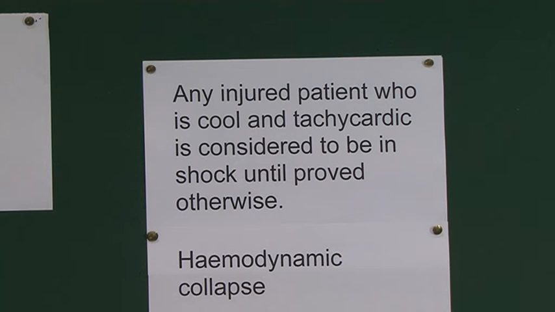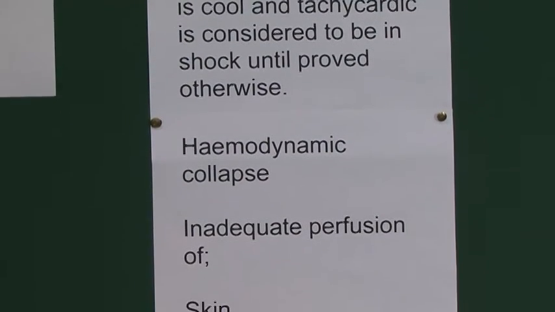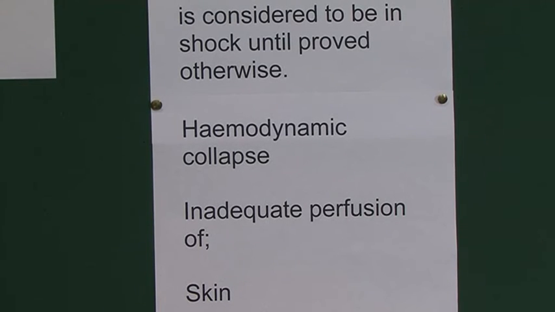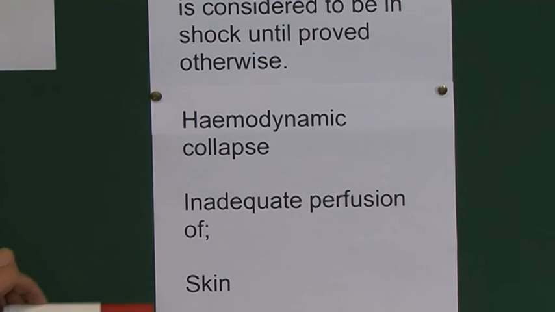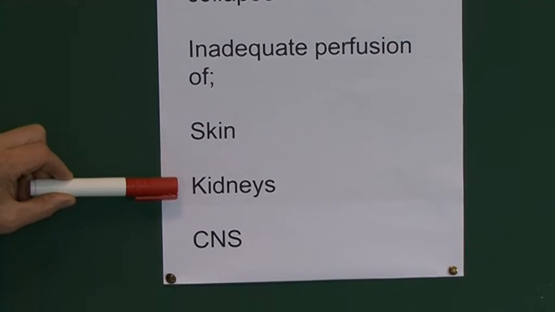And as shock develops, there's progressive hemodynamic collapse. There is a progressive reduction in the amount of blood perfusing the peripheral tissues, and indeed progressively the central tissues, the organs of the body. So we've already looked at the skin, which is going to be pale and cold, but the kidneys themselves are also going to be hypoperfused.